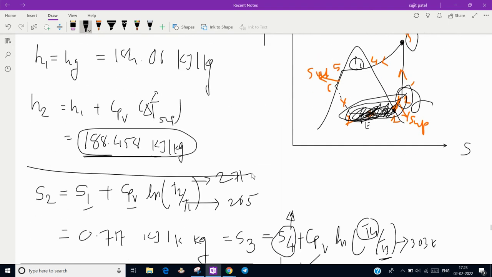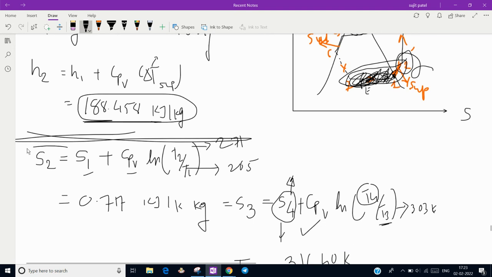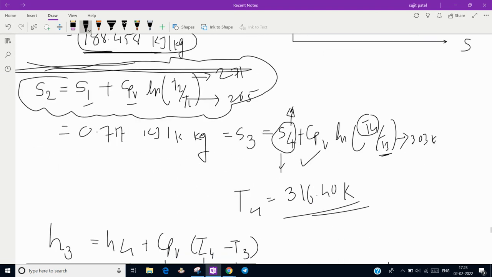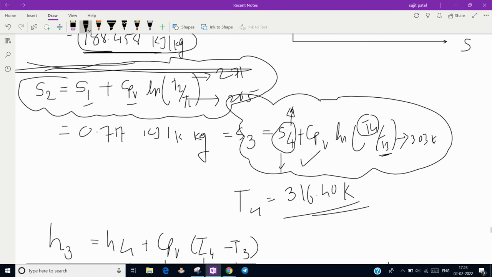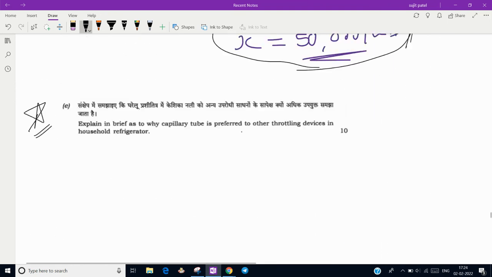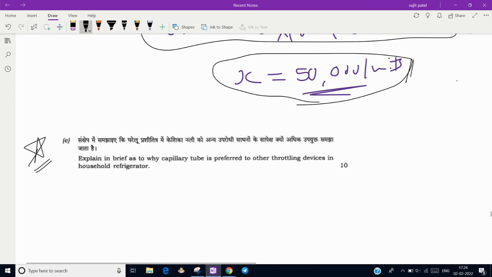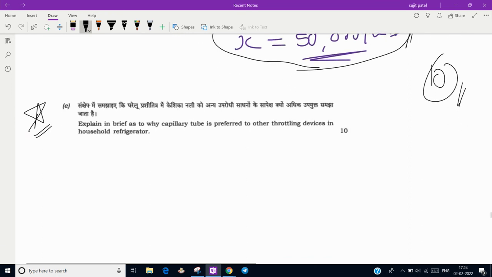Till this part it is easy, but from entropy calculation S2, that is S1 plus CPLN, and again that we have to compare and do this for CPLN. So this is the quite long thing, otherwise all the parts are easy. Now this portion, last question, and this is today's our 10th video. So this is the theoretical question.